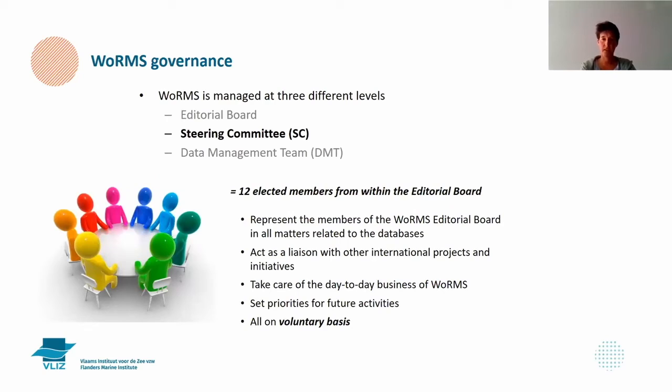Now, the second level in the WoRMS governance is the steering committee. And our steering committee is 12 elected members from within the editorial board. So on a regular basis, what we do is we organize an election, meaning that the editors can put someone forward from within the editor community that can represent them at the level of the steering committee.